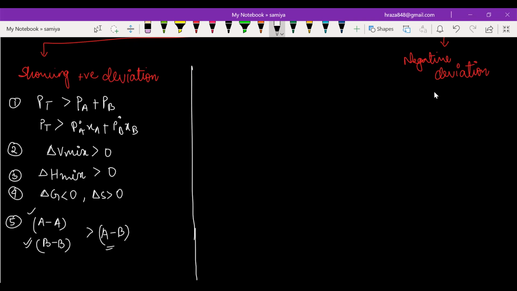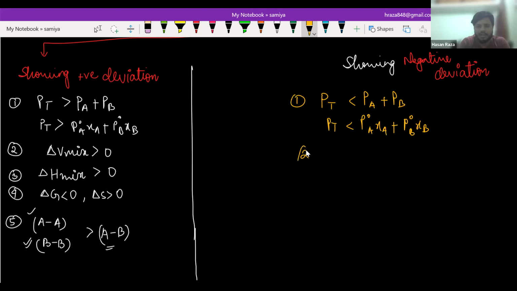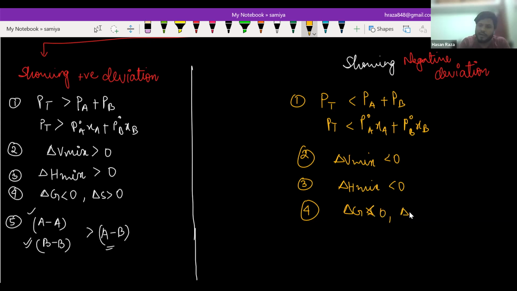Okay. Now going for showing negative deviation. For negative deviation, it is opposite, like PT less than PA plus PB, or we can also write PT less than P naught A chi A plus P naught B chi B. The second condition, when we talk about delta V mix, it will be lesser than 0. The third condition, delta H mix will be lesser than 0. The fourth one is delta G less than 0 and delta S greater than 0.